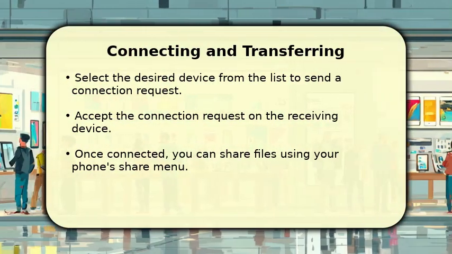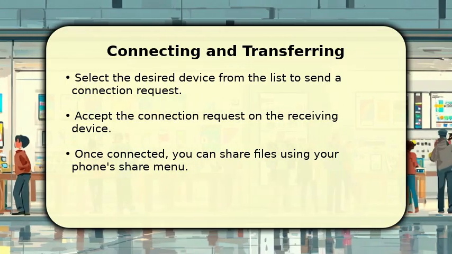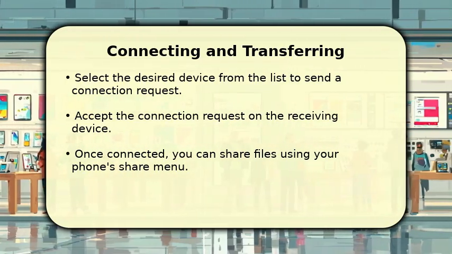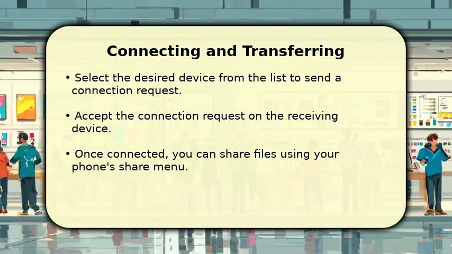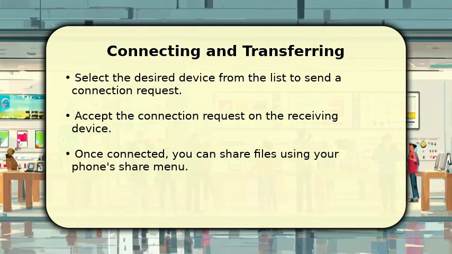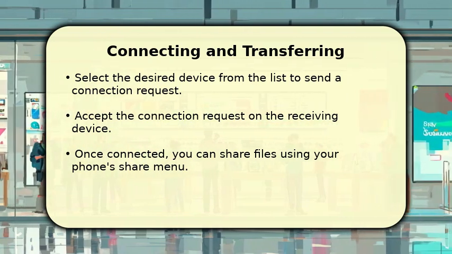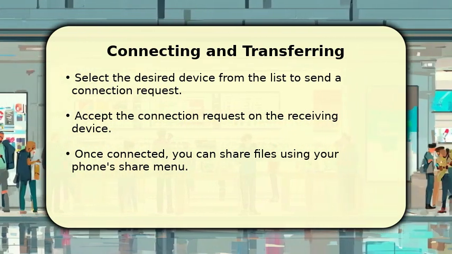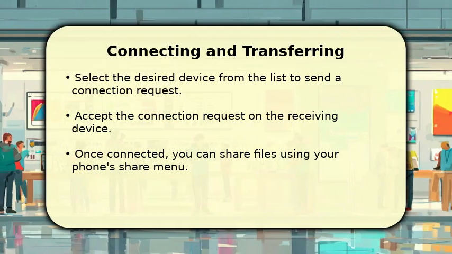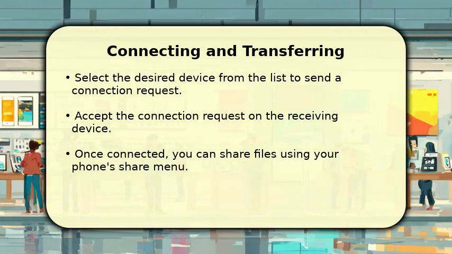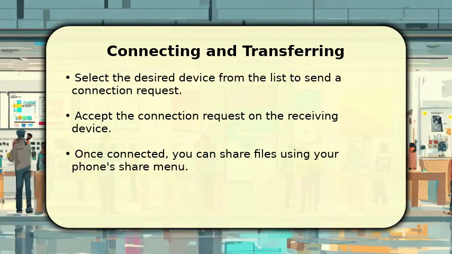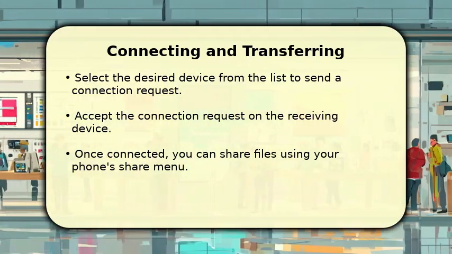After identifying the target device in the list, simply tap on its name to send a connection request. The receiving phone will then get a prompt to accept or decline the connection. Once accepted, a direct link is established. You can now share files like photos, videos, or documents by selecting them and choosing the share option, then selecting the connected Wi-Fi Direct device.